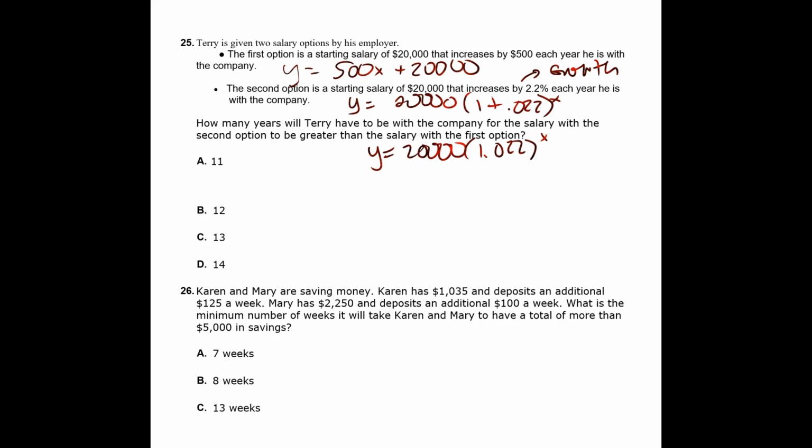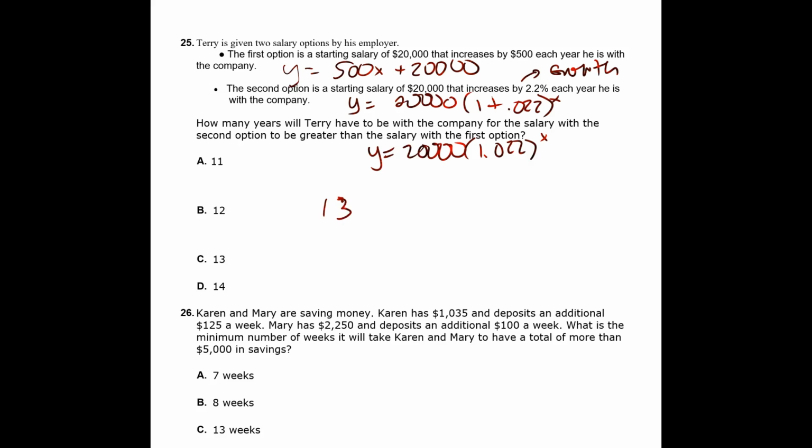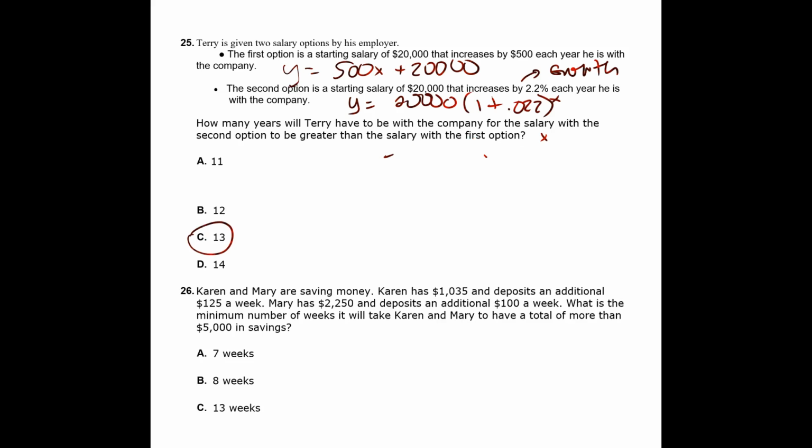When you look at your table, you'll see that at 13, the linear equation is 26,500, and the exponential equation is 26,539, and that's the first time it's over it, because at 12 the linear is 26,000 and the exponential equation is 25,968. So 13 is our answer. Woo woo! Give me my space back.